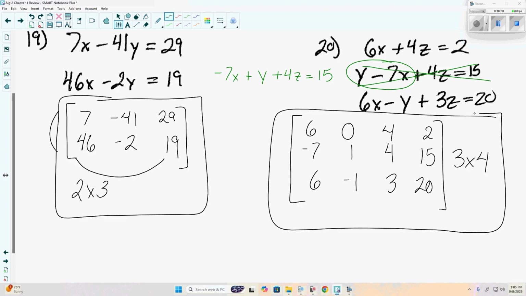Questions on augmented matrices? Do we feel good with these here? Do we need to see another example of an augmented matrix? Okay.